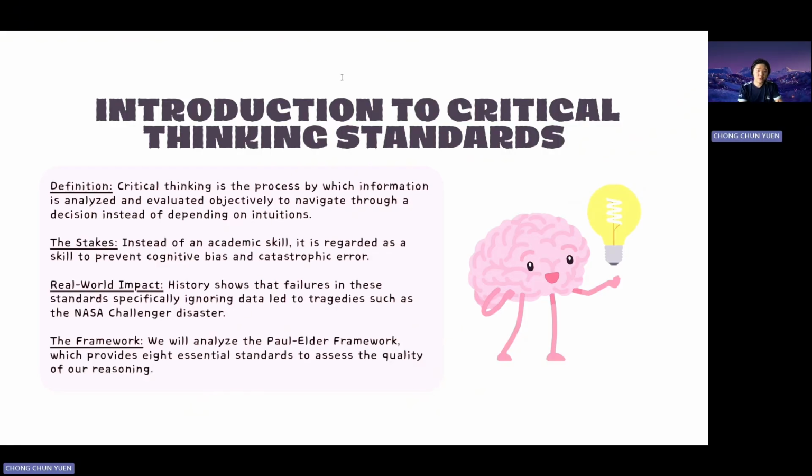So is there evidence for what I said? Actually, there is. The act of ignoring crucial data ended up ending the lives of the people up in the NASA Challenger because of overlooked evidence. So lastly, how do we protect ourselves against this? We need a solid system like the Paul Elder framework, which we will analyze further down the presentation.